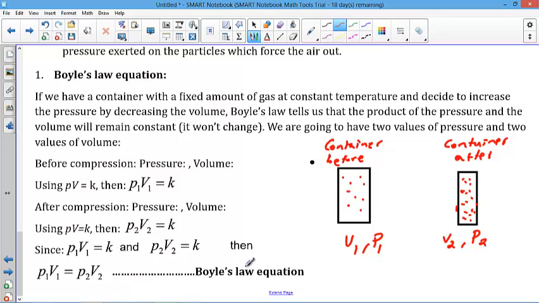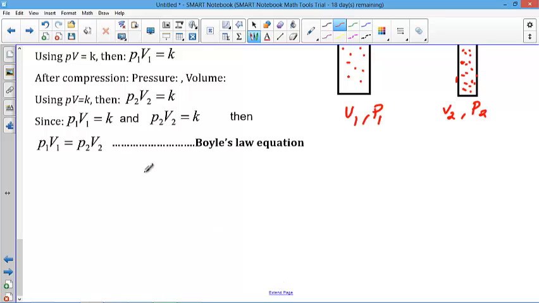And that will be Boyle's law equation, and this is the equation that we're going to have to use when we're having a change in pressure causing a change in volume, or a change in volume causing a change in pressure where temperature is constant. So this equation is only applicable when temperature is constant.